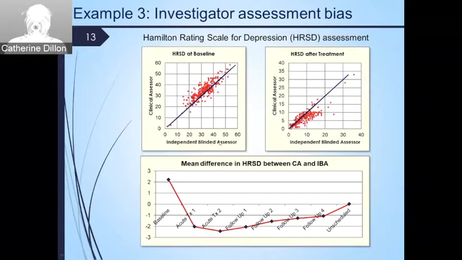So really, it speaks to the need for using a blinded assessor. You know, bias isn't something we do intentionally; it's just there. So we need to do all we can to prevent against it.